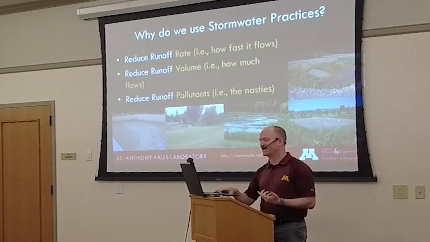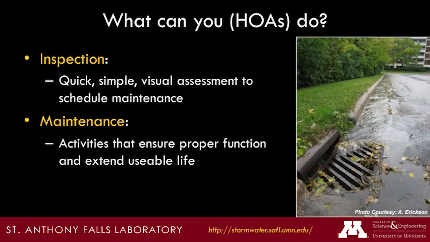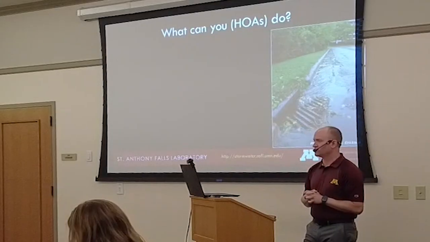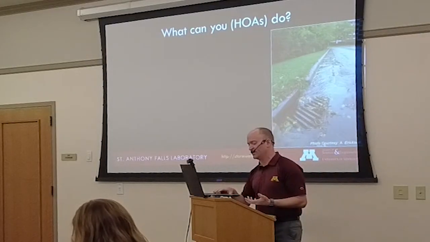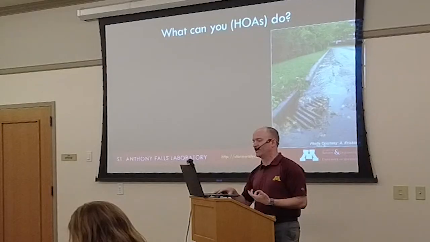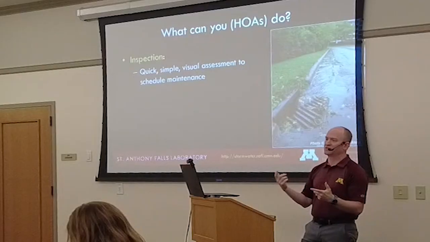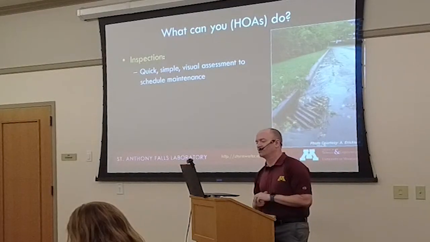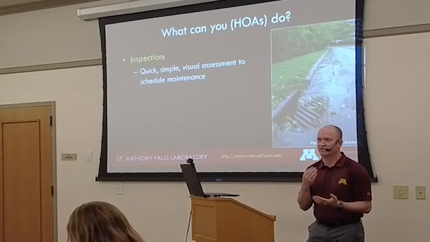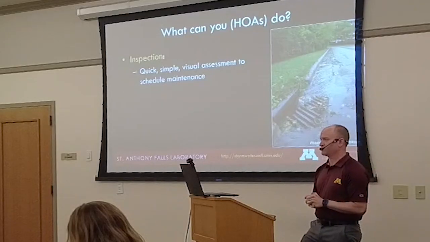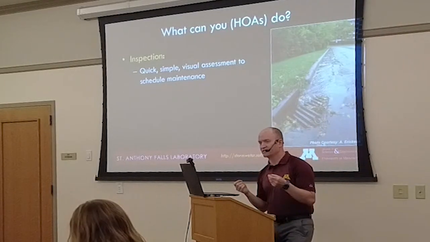So there's a variety of ways we can do this. And again, these are just some examples of the different types of practices you might see. But what can you do? We have cities and we have watershed districts and we have state agencies that are doing a lot in this stormwater realm. So what can you as residents and homeowners associations do practically in the landscape to help move this forward and also, at the end of the day, save yourselves money? The first step is inspection. And again, some of the previous presentations touched on this a little bit. I won't go much into detail other than just saying these are intended to be very quick, very simple, visual assessments of these practices. And really the purpose is to schedule maintenance.